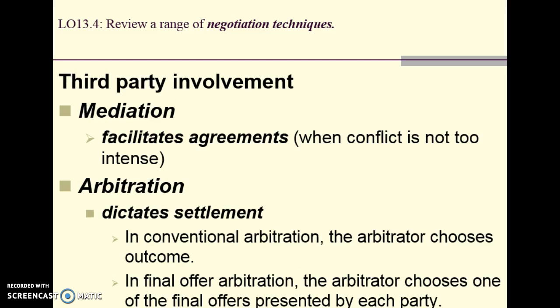Third-party involvement. Mediation facilitates agreements when conflict is not too intense. Arbitration dictates settlement. In conventional arbitration, the arbitrator chooses the outcome. In final offer arbitration, the arbitrator chooses one of the final offers presented by each party.